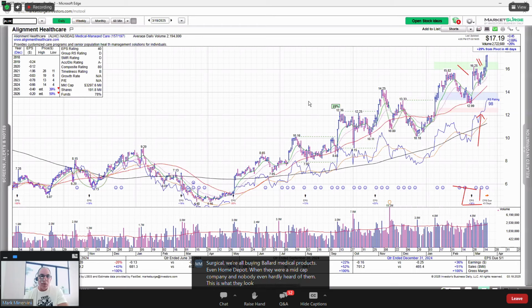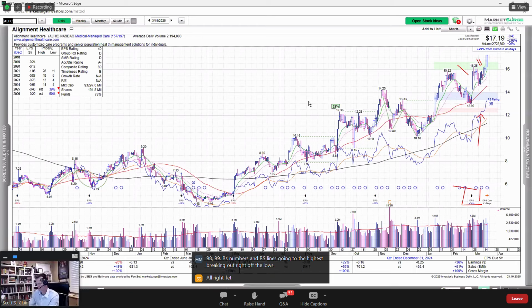They all looked like this. The market was in correction and they had relative strength lines going into new highs. Most of them 98, 99 RS numbers and RS lines going to new highs, breaking out right off the lows.